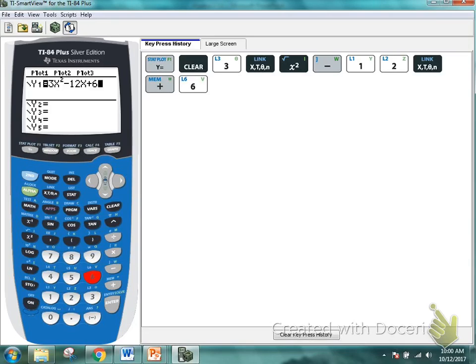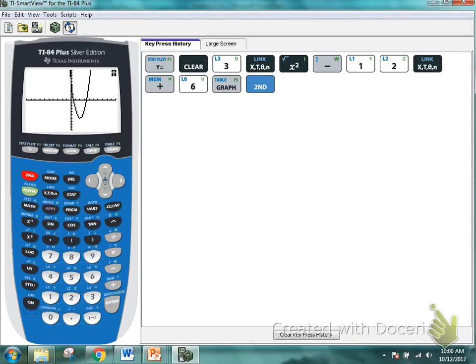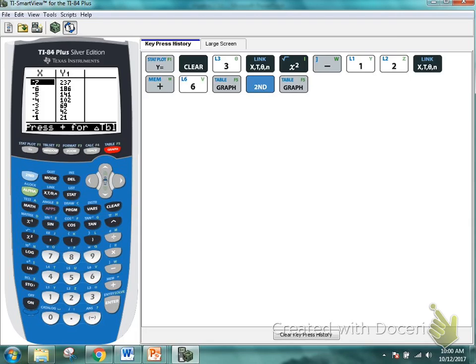See, they're fascinated. All right, 3x squared minus 12x plus 6. Everybody good? Okay, hit graph. Hopefully it looks like the one we just did. All right, that's cool. Now, looks pretty close to what we just drew, right? Okay, but all you have to do, once again, go second graph, and that brings up your table.